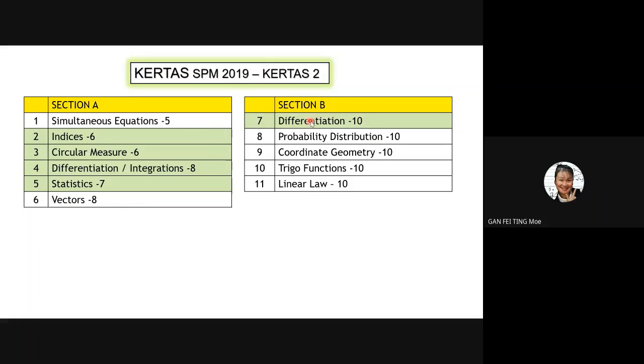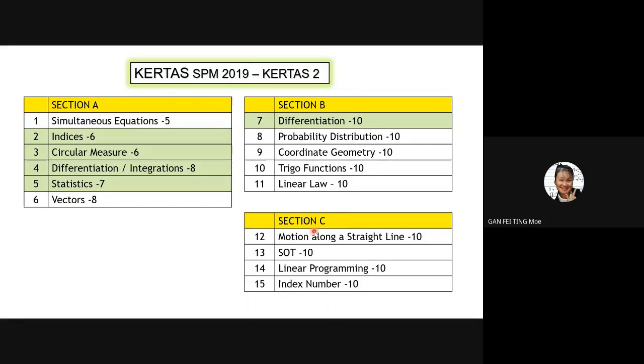Then Section B, each question will bring you 10 marks. Question number 7, differentiation, 10 marks. Question number 8, probability distribution, 10 marks. Coordinate geometry for question number 9, 10 marks. Question 10, trigonometric functions, 10 marks. And question 11, linear law, 10 marks.